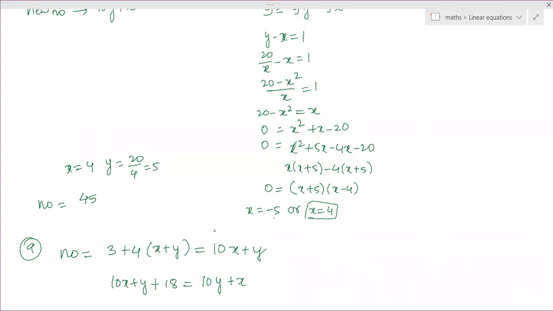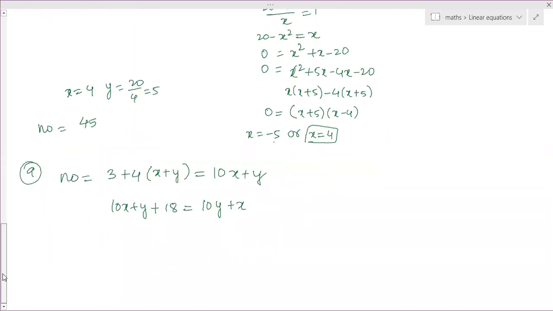Clear? Yes, ma'am. Ma'am, I had a doubt in the 16th one, where I was not getting the equations. Yes, ma'am. Even I had a doubt in the 16th one, ma'am.